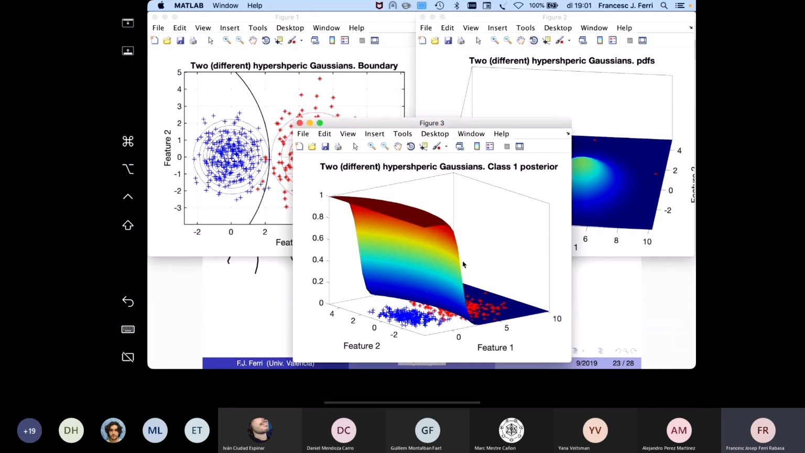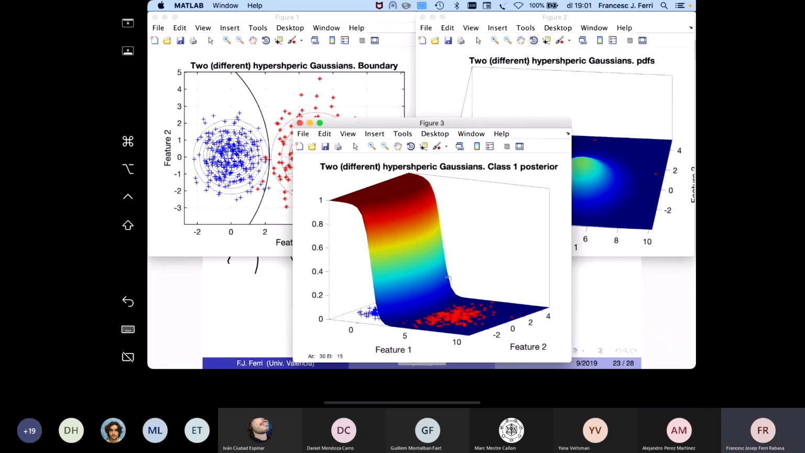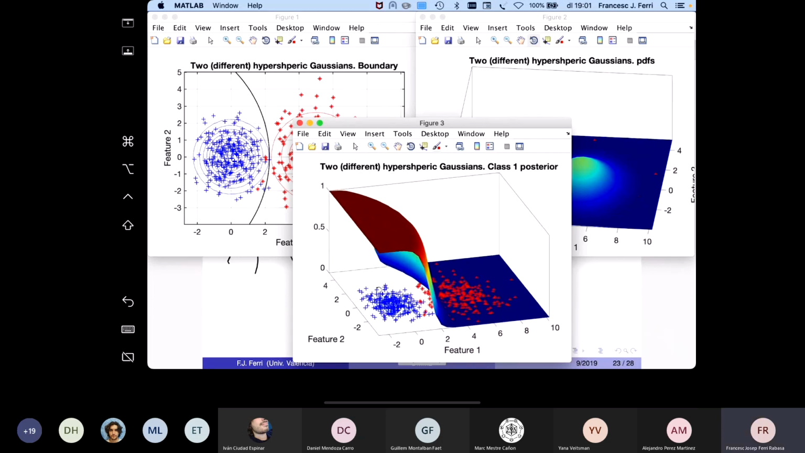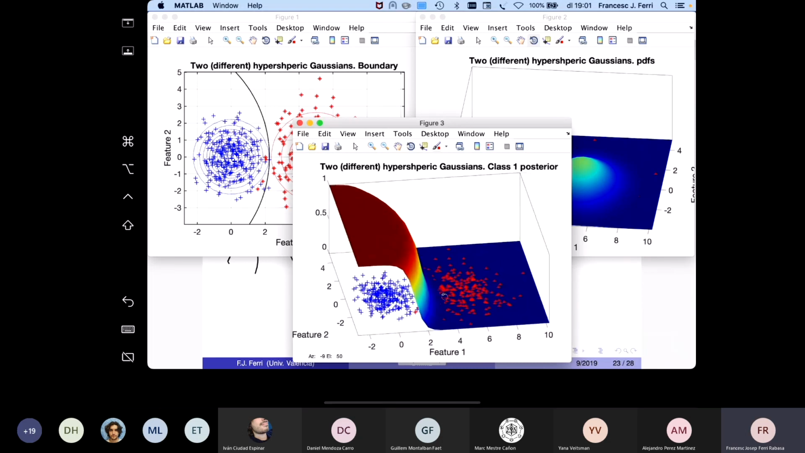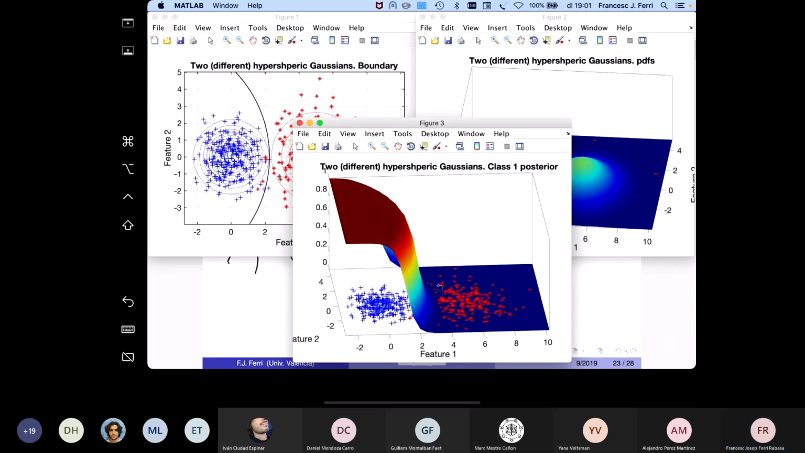What's the shape of the posterior? Well, this is the shape of the posterior. The step we had previously gets rounded, gets curved around the narrowest distribution, more or less like this. It's okay? Questions?